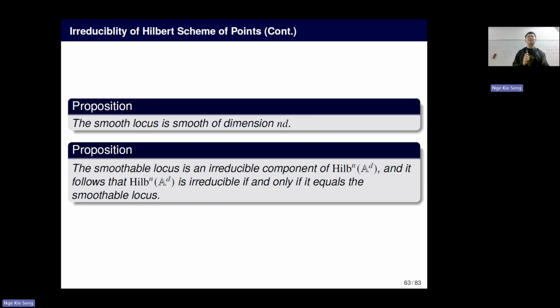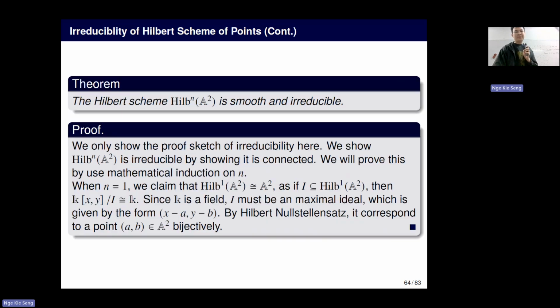And the smoothable locus is an irreducible component of the Hilbert scheme, and it follows that the Hilbert scheme is irreducible if and only if it equals its smoothable locus. And then we can show that actually the Hilbert scheme of n points in A2 is smoothable and irreducible. We can see a proof sketch here. Actually, this proof does not use the Hilbert-Chow morphism. Later we will see the Hilbert-Chow morphism used to show that a Hilbert scheme is reducible.